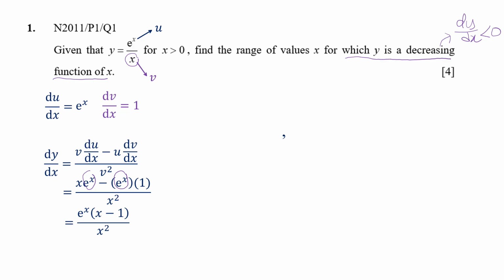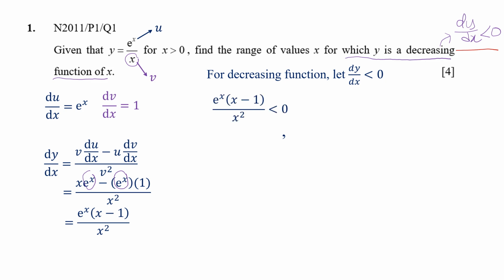Okay, right. So the next thing is to apply this concept as what I've mentioned just now, that if y is a decreasing function, that means dy/dx is less than 0. All right, so we're going to let this be less than 0. All right, so we understand from what we are given here that x is a positive value. So therefore, x squared will also be a positive value.